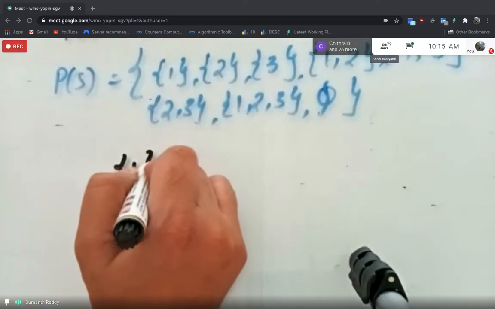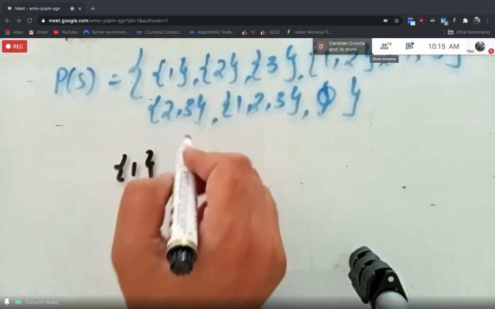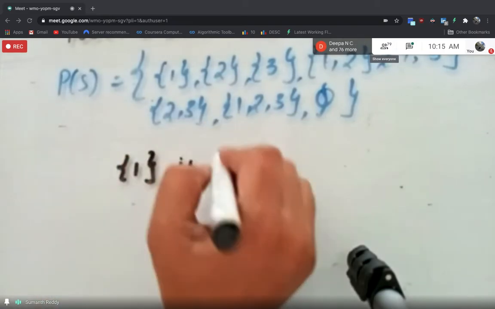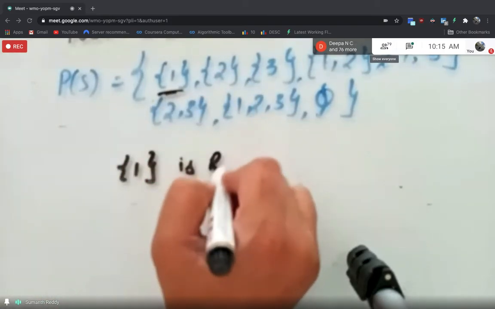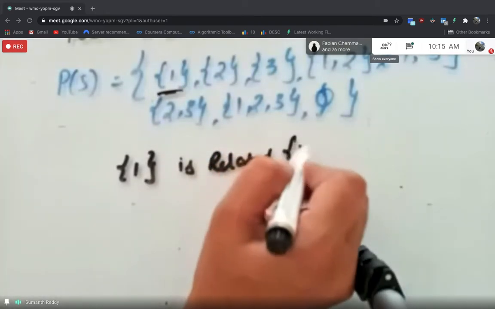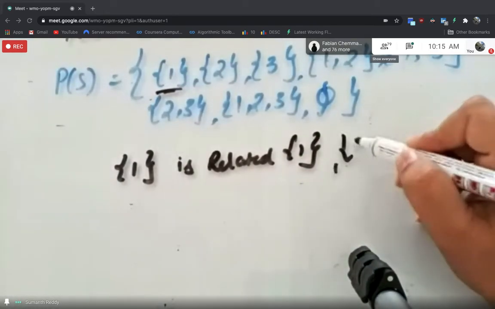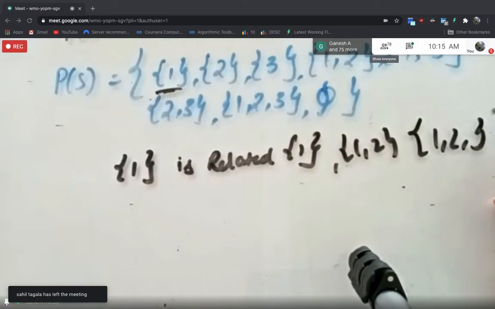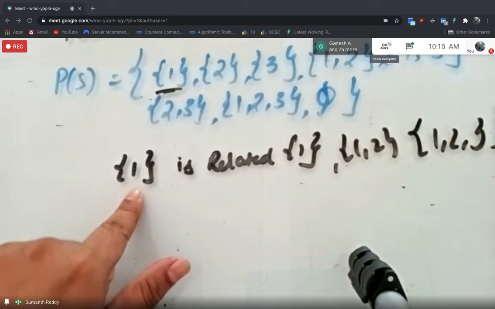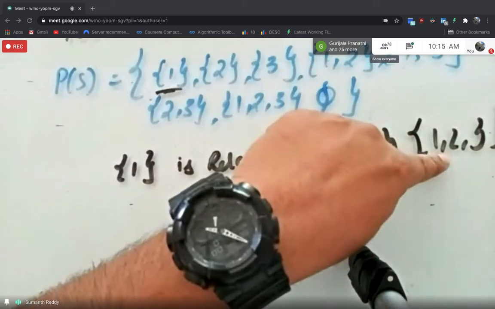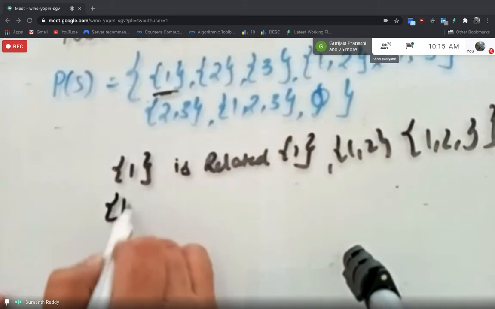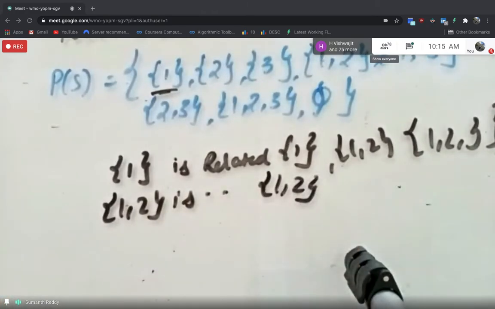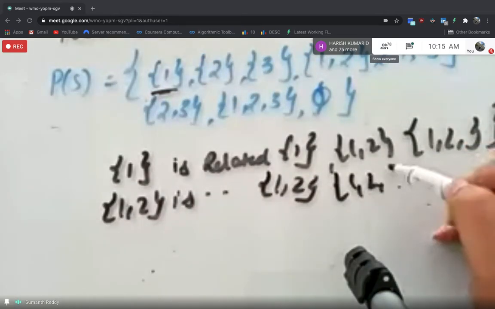Here the relation itself we are dealing with is subset of, okay? I can tell this element is related to itself, that is {1}, and also it is related to {1, 2} because this is included in this one, and also I can write {1, 2, 3}. So the subset {1} is related to itself, {1, 2} and {1, 2, 3}. Similarly, if I take {1, 2}, it is related to {1, 2} itself. Every set is a subset of itself, and also it is a subset of {1, 2, 3}.